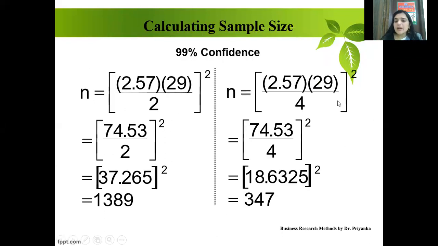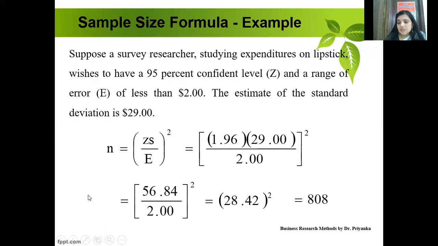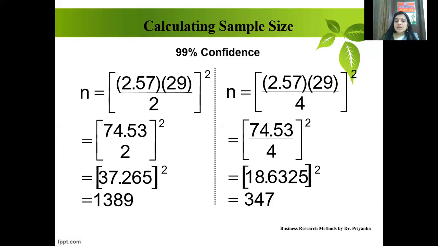This is also one more calculation of sample size. If we go with a 99% confidence interval, at 99% confidence interval, Z's value is 2.57. Other things are the same in the equation. And you can see that when the confidence level increases, your sample size also increases. Over here, sample size was 808 when a 2% error was introduced and a 95% confidence interval was there. But here it is 1389.